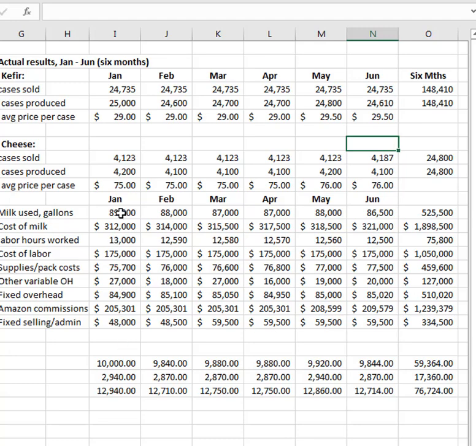We can see how many gallons they consumed in making those cases, and you can probably quickly do the math. We were supposed to use 3 gallons per case, and you can probably figure out if they did or not. Here's what they spent, that $89,000, and you can figure out if that's what they should have spent. Here's how many labor hours were consumed, how much they paid for the labor, how much they paid for supplies and other overhead and fixed overhead, what the commissions were, and then what the fixed selling administrative costs were.